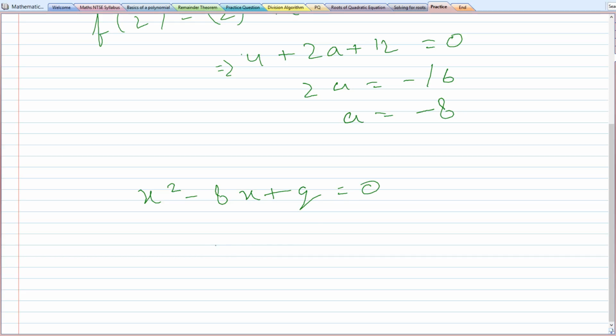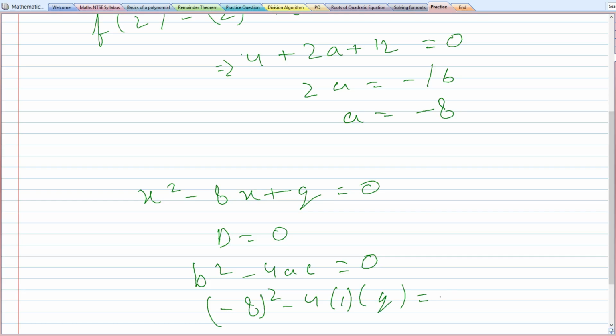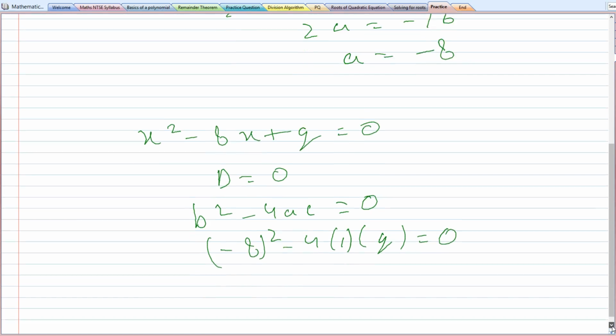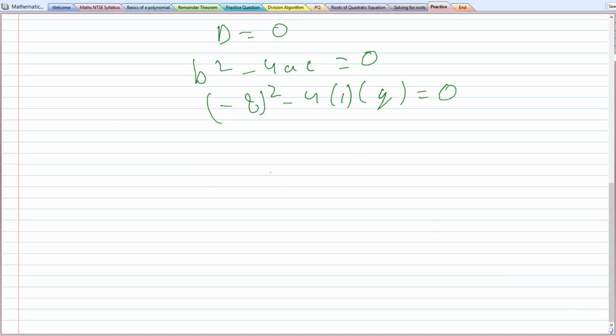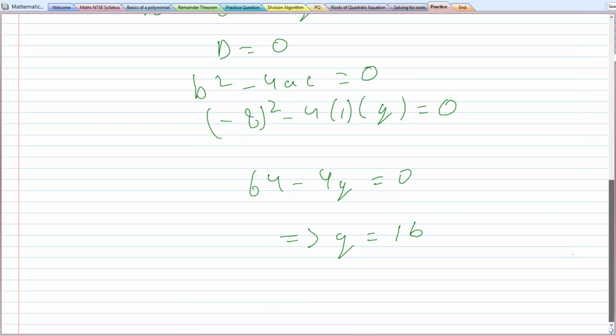It is given that this equation has real and equal roots, so D is equal to 0, which means b square minus 4ac is equal to 0. So minus 8 whole square minus 4 into 1 into q is equal to 0. So 64 minus 4q is equal to 0. Q is equal to 16. Hence the option 4.